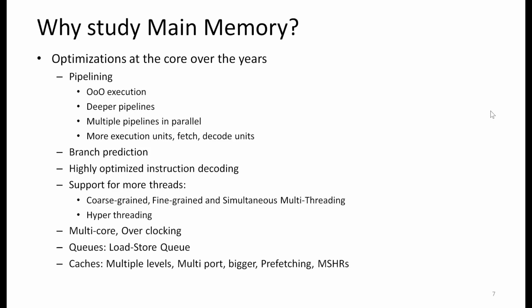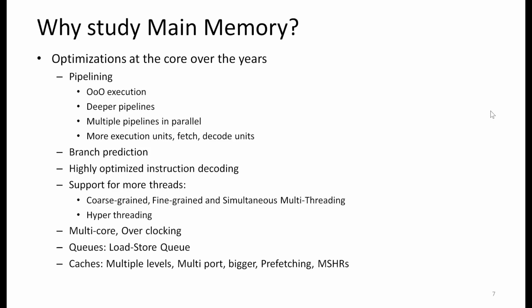And we have seen that following the core, there are multiple levels of caches. Each cache can have multiple ports. And we see that over the years, the size of caches has improved. In addition, there are many optimizations on caches to improve their performance. We have seen 6 of them. We have prefetching, we have miss status handling registers, so on and so forth. So the entire core and the cache on the chip have improved over the time.